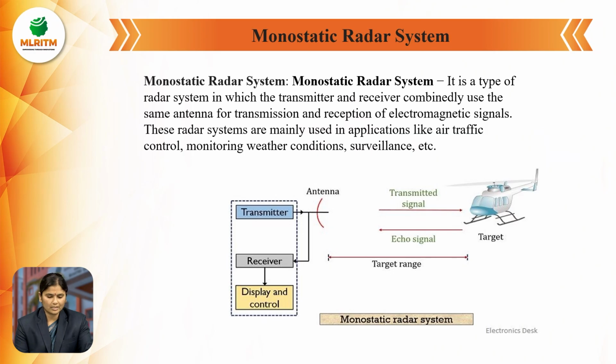The monostatic radar system uses a single antenna for both transmission and reception. By using the transmitting antenna, we transmit the electromagnetic waves into space. These electromagnetic waves are reflected back from the target in the form of echoes. These echoes are given to the display unit. By using the display unit, we can easily find out the direction of the target and the range of the target. These radar systems are mainly used in applications like air traffic control, monitoring weather conditions, surveillance, etc.